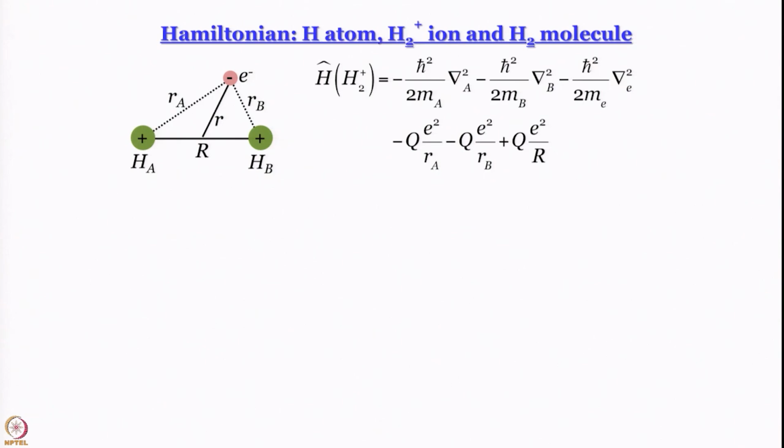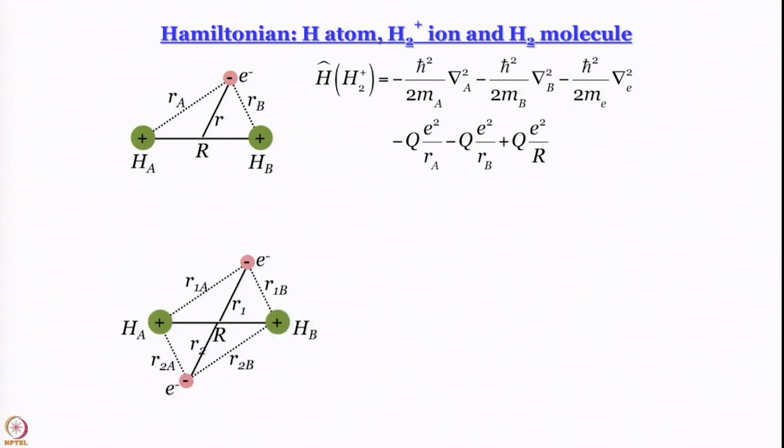Now what happens if you want to go to the H2 molecule, because remember valence bond theory has no scope for H2 plus, we have to talk about H2. So we add one more electron, right. At the moment we add one more electron, we add many terms. How many more terms do we add?